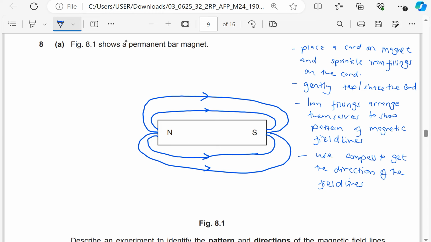You would see the pattern by tapping the card. The iron filings arrange themselves in a certain pattern to show the magnetic field lines, but you don't know the direction of the magnetic field itself. So you use a plotting compass to see where the pointer points. That is the direction of the magnetic field.